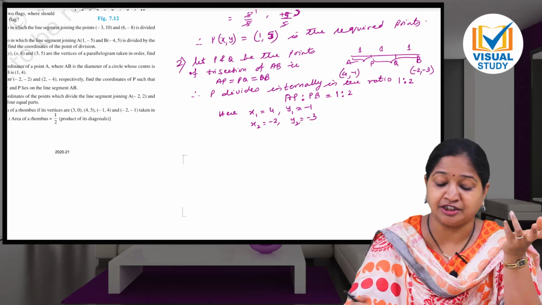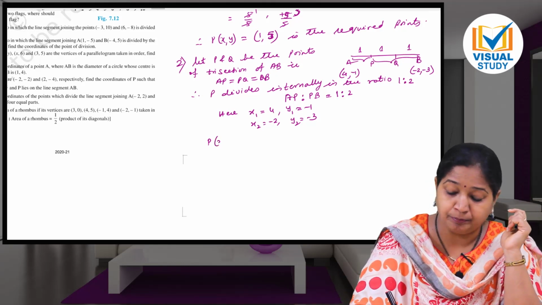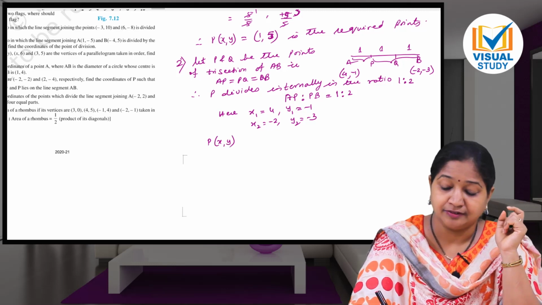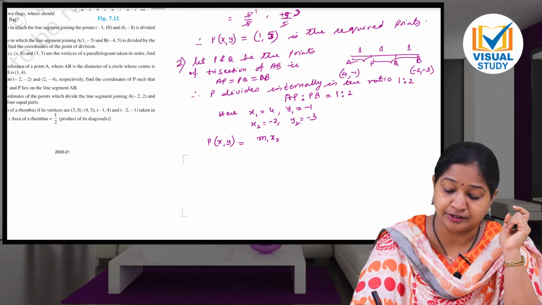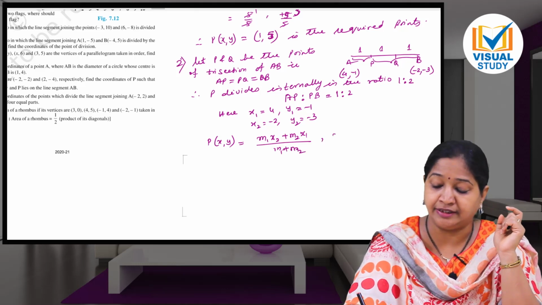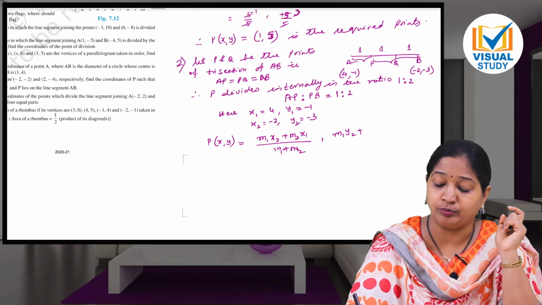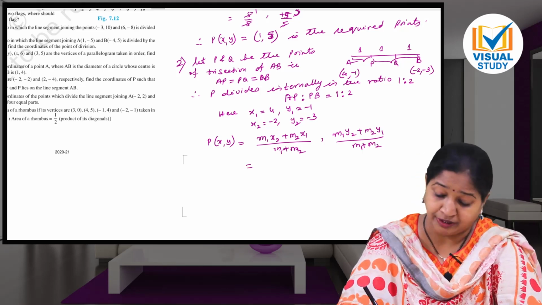Again, use the section formula and solve the question. That is P(X, Y) equal to (m1 x2 plus m2 x1) upon (m1 plus m2), and y is (m1 y2 plus m2 y1) upon (m1 plus m2). Okay, just substitute the values and you'll get the value of P.